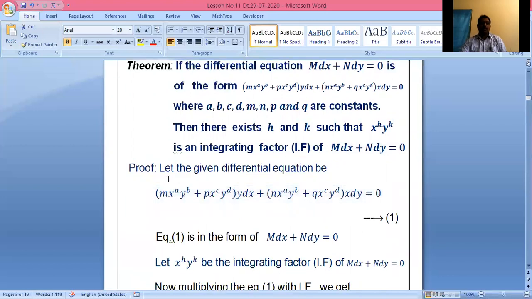Now proof. Let the given differential equation be (m x^a y^b + p x^c y^d) y dx + (n x^a y^b + q x^c y^d) x dy = 0. Let this be equation 1.